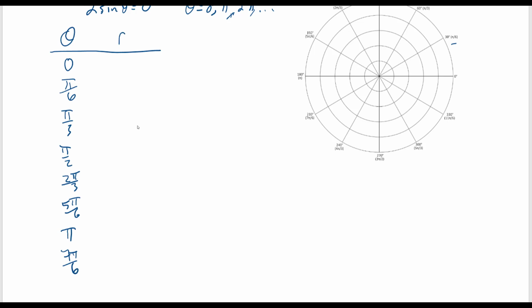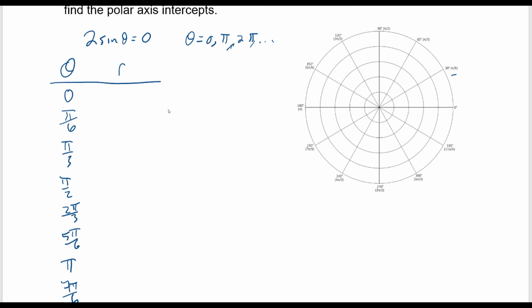Then we'll look at r. So maybe I should write it this way. So we're looking at 2 sine of 0, that's 0, not theta. And that's going to be 0. Then we have 2 sine of pi over 6. Well, sine of pi over 6 is 1/2, so that's 1. Then we have 2 sine of pi over 3. So that's going to be 2 times the square root of 3 over 2, which is square root of 3.